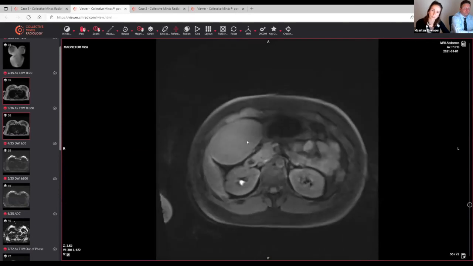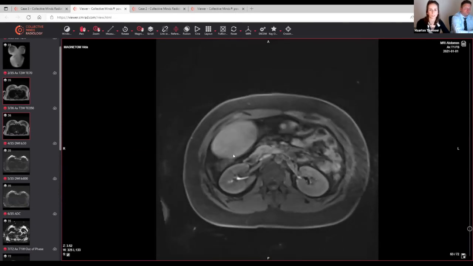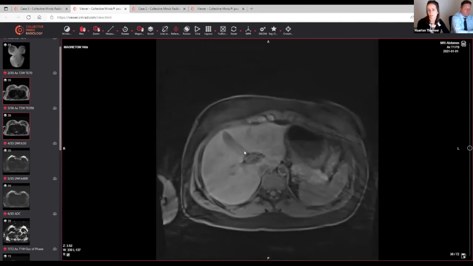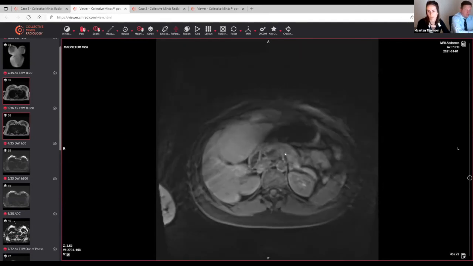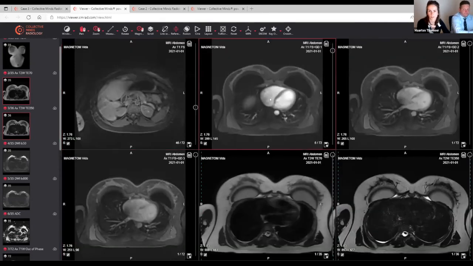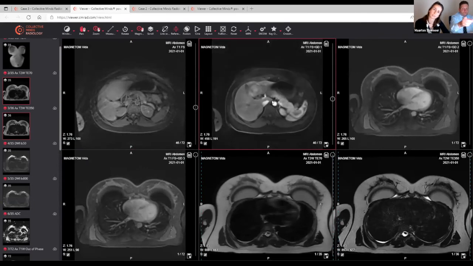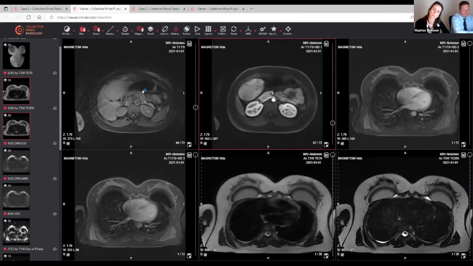We see this big lesion over here, which is iso-intense compared to the liver. So again, we have to think about FNH, adenoma, or HCC. It cannot be a cholangiocarcinoma, for instance. But there's more, there's something more happening. Look at the T1 before contrast.